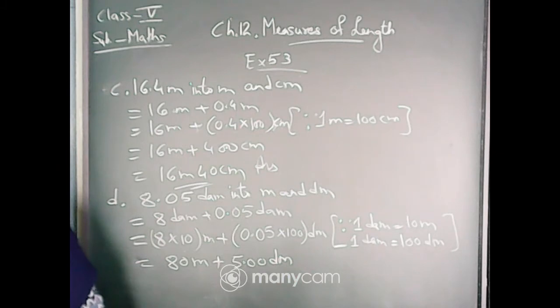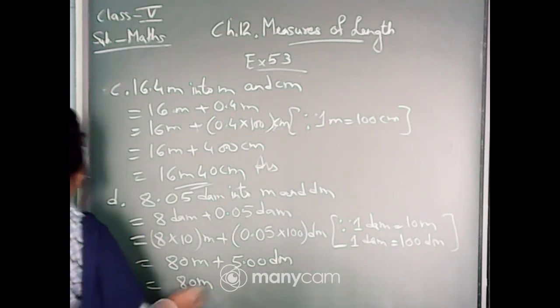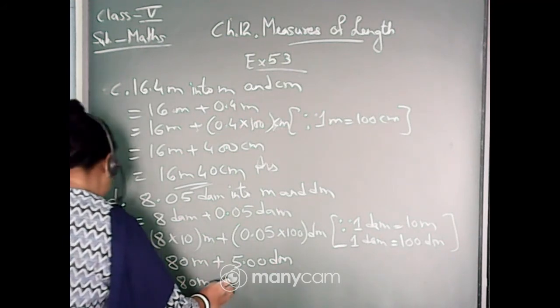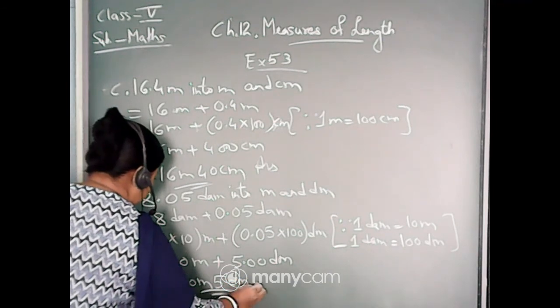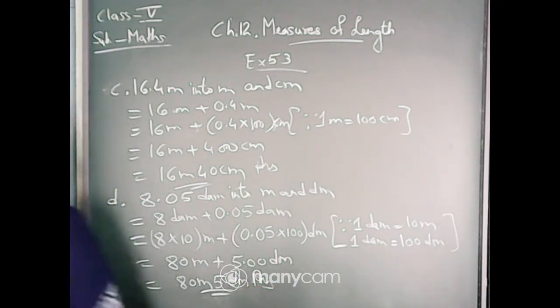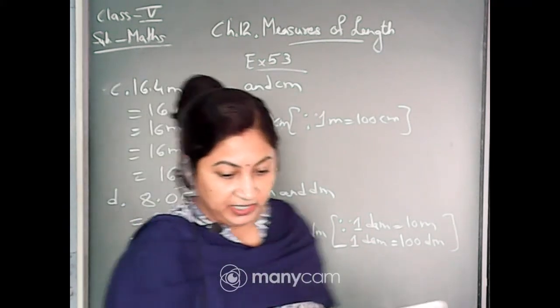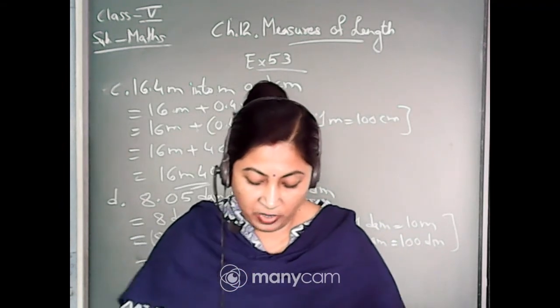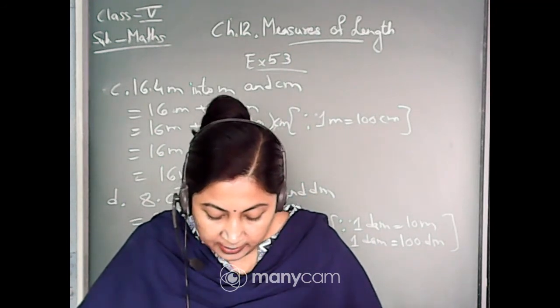That means our answer is 80 meter and 5 decimeter. Okay, so this is the answer for number D: 80 meter and 5 decimeter. Now let us do question number 8. This is also conversion, and the first one.